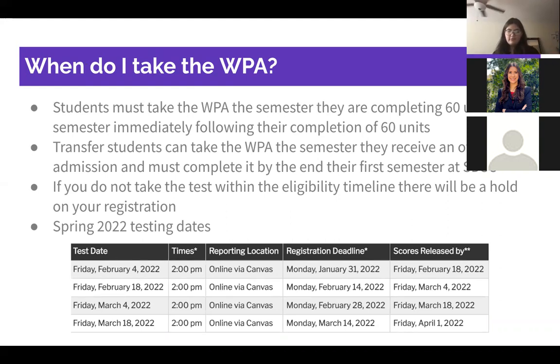And then just here at the bottom, I have listed a couple of the testing dates. These last two are the ones that are still open, because those are the registration deadlines we haven't missed yet. So it's February 28th, and then Monday, March 14th, those are registration dates. And then you can see the test dates are listed here on the left-hand side.